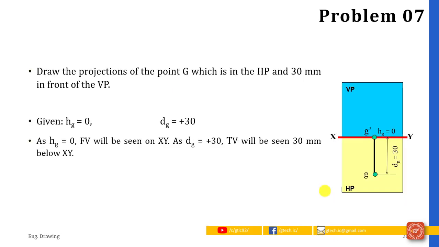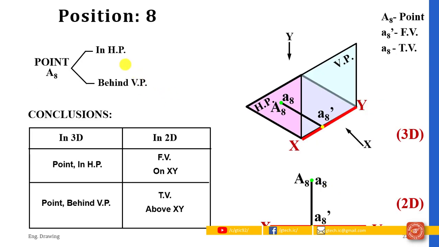Now solve the projection of point G, which is in the HP and 30 millimeter in front of the VP. In position 8, the point is in HP and behind the VP. You clearly see in the 3D orientation, the point lies in HP and behind the VP. And in 2D orientation, you can see the front view is created on the XY line and the top view is created above the XY line.